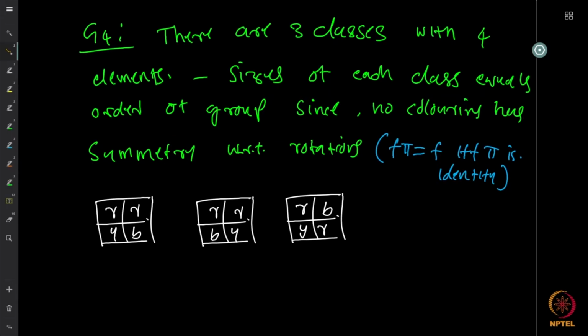So why is that? For example, what is the order of the group? It is 4, right? There are 4 rotations: the identity, and then the 3 other rotations. And why are they precisely 4? Because you will see that under rotation, no coloring has symmetry with respect to this rotation, right? So you take any coloring that we have, right?